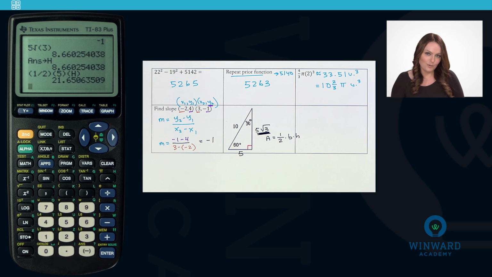21.65 units squared. So that concludes our introduction to the basics. Next, we'll do a little bit of arithmetic in topic 2.